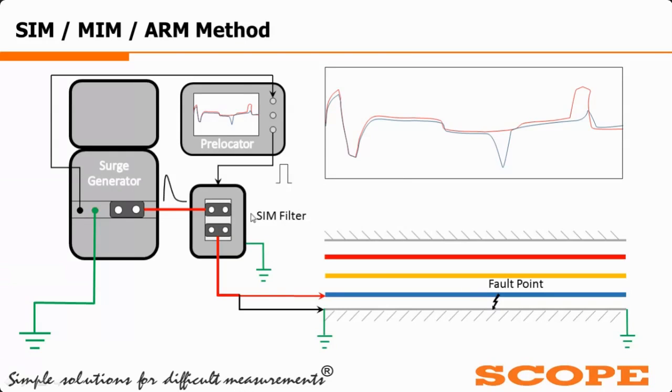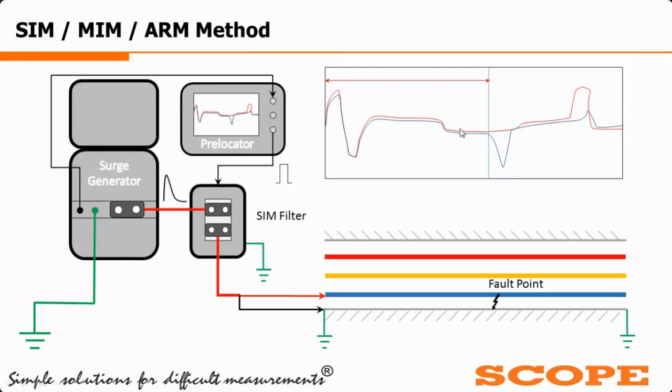Scope offers this cable fault SIM filter. The model number is CFL SIMF. This SIM filter will hold the arc for 20 milliseconds, and it is rated up to 35 kV negative polarity. So this SIM filter is very useful for locating cable faults in cables up to the 132 kV levels. Here we can set the cursors to the starting point, and there is a downward peak at the fault point. By placing the cursors, we can easily calculate the fault distance.